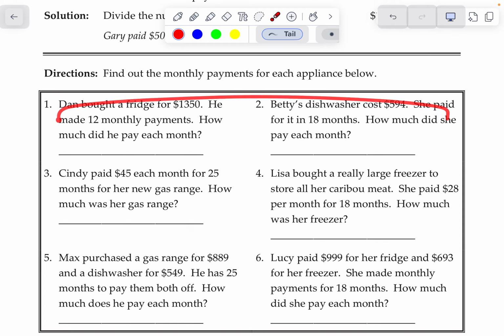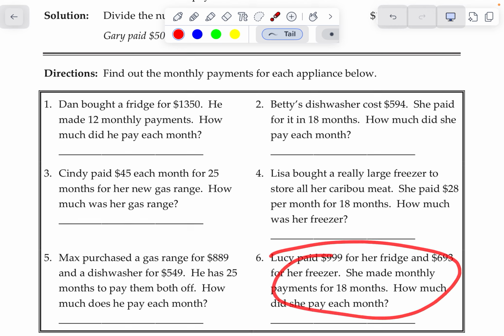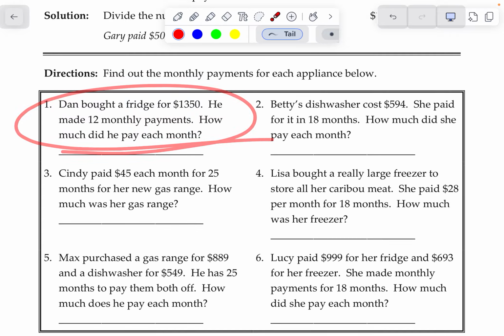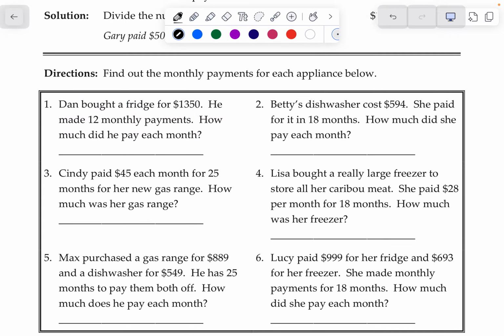Let's take a look at the first one. And then we'll do maybe number 6 because it's a little more complicated. Let's start with number 1. It says, Dan bought a fridge for $1,350. He made 12 monthly payments. How much did he pay each month?